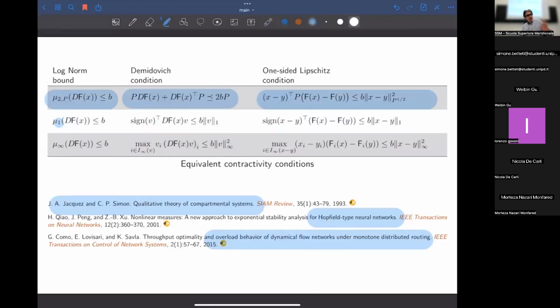So for each matrix, you need to find the right norm. And remember, for a nonlinear system, you need to take the supremum of the log norm of the Jacobian. So for any given system, you need to find a norm such that the log norm is negative not just at one point, but everywhere. You need to choose your norm very carefully.